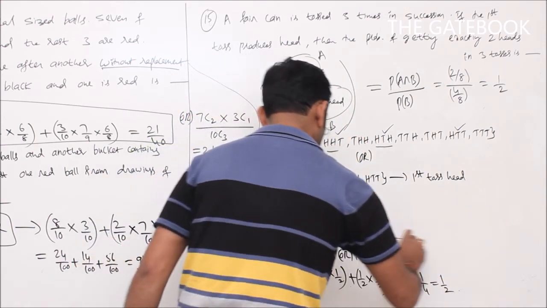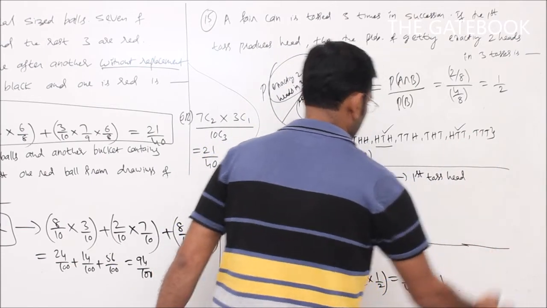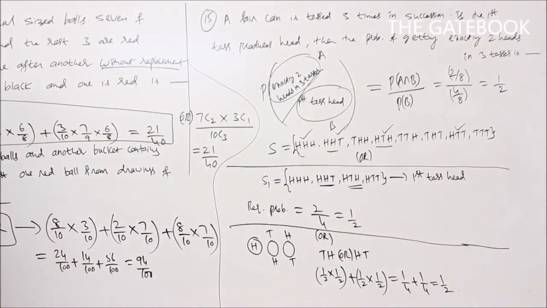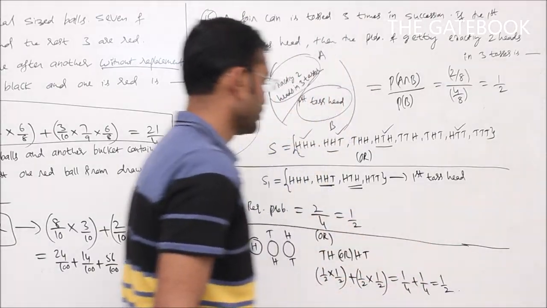So this is method 3. This is method 2, this is method 1. So we can do this problem in 3 ways. Whatever the method, we should get the same answer, so we should get answer 1 by 2.